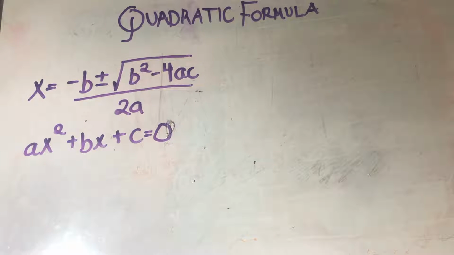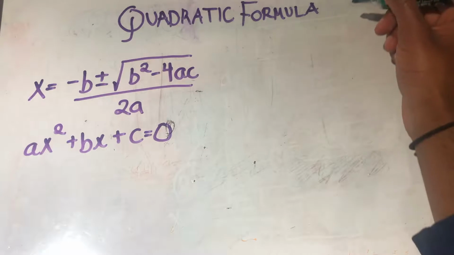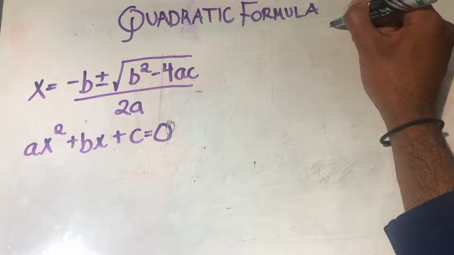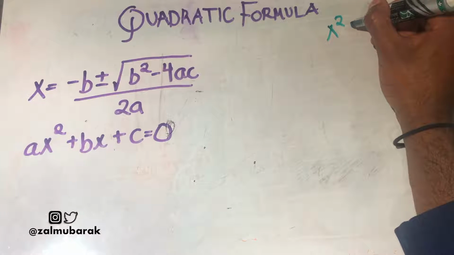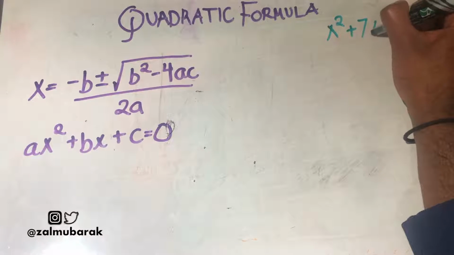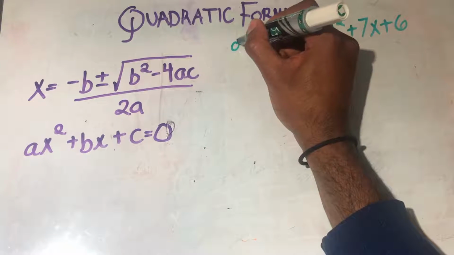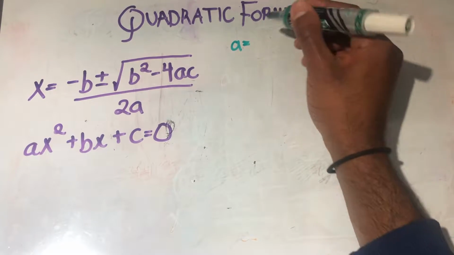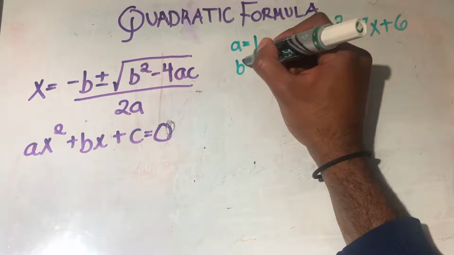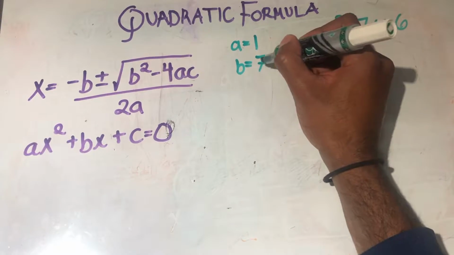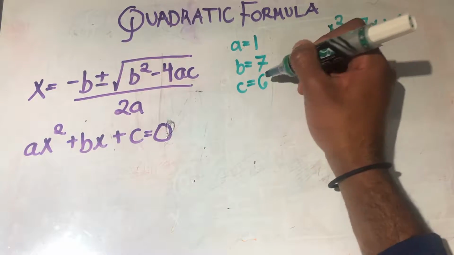In this video, we're going to continue doing some more quadratic formula problems. We're asked to factor out the equation x squared plus 7x plus 6. In our previous video, it's easier to just list out the leading coefficients. We have a is 1, b is 7, and c is 6.